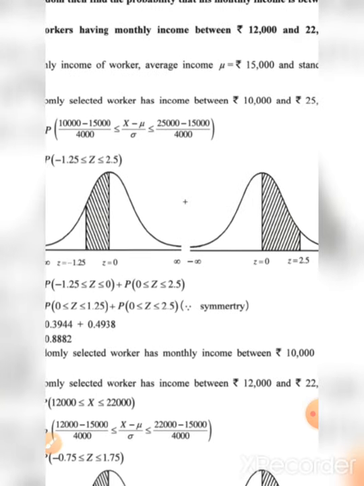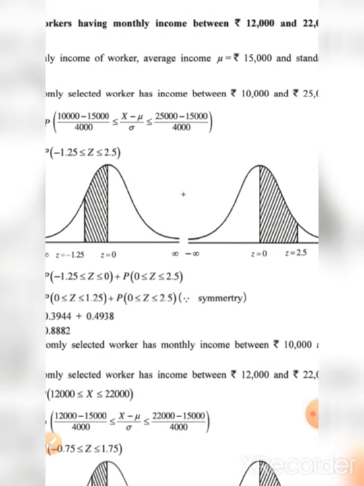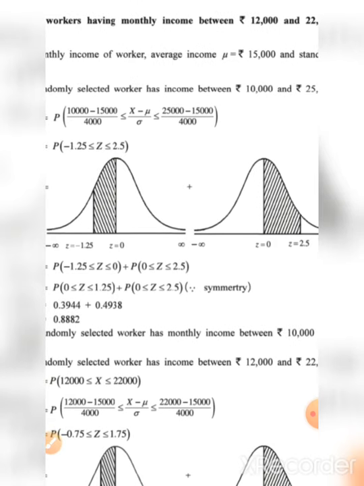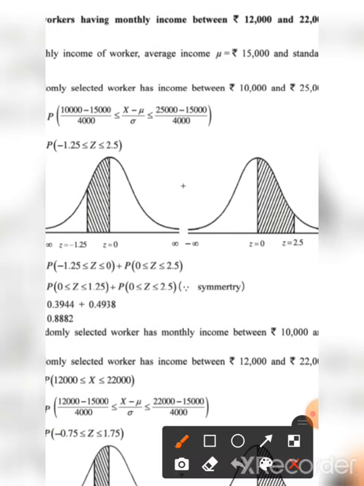See, this particular thing has been shown, right? You are going to have from minus 1.25 to 0, and then 0 to 2.5. You are going to merge this, which means you are going to add, right? So see this, P of minus 1.25 less than or equal to z less than or equal to 0 plus 0 less than or equal to z less than or equal to 2.5. This you are going to add, right? And as I told you, the negative one is converted into the positive.